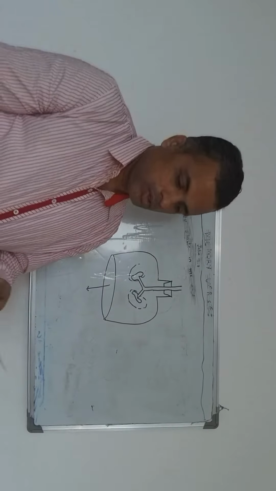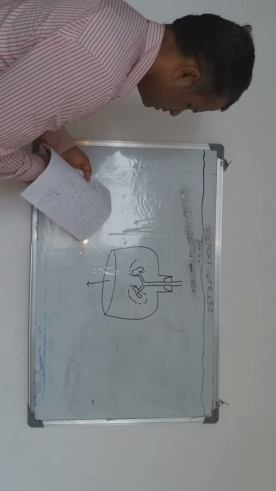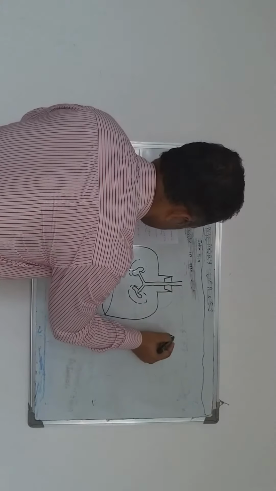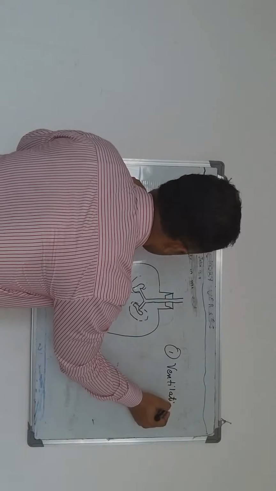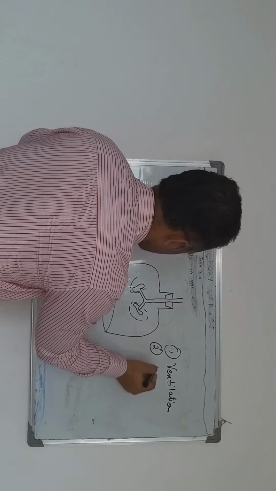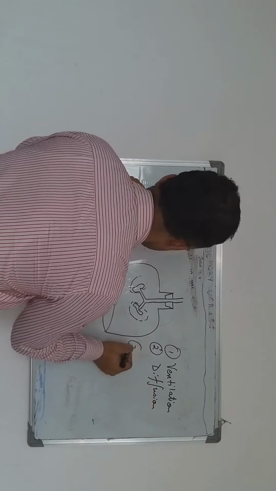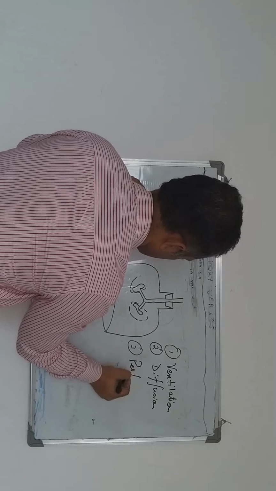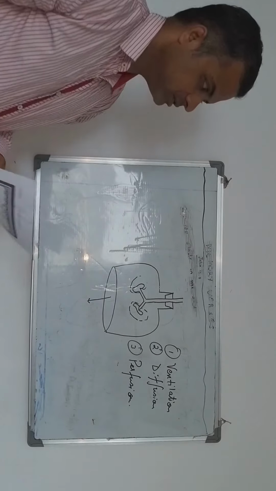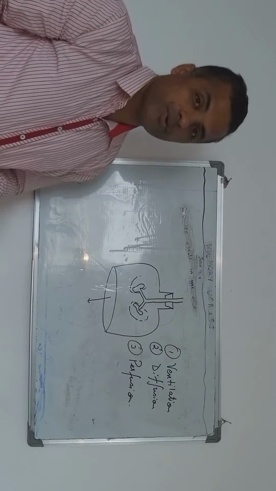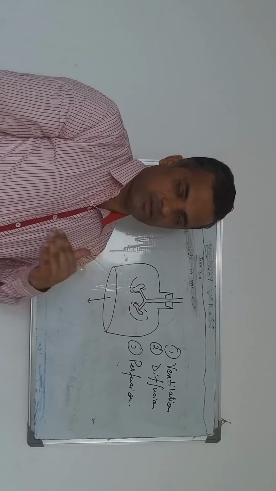Okay. Now, there are three main processes that happen in the process of breathing. The first one is ventilation. Second one is diffusion. And third one is perfusion. Ventilation, diffusion, perfusion. These are the three main processes that happen when you are breathing.